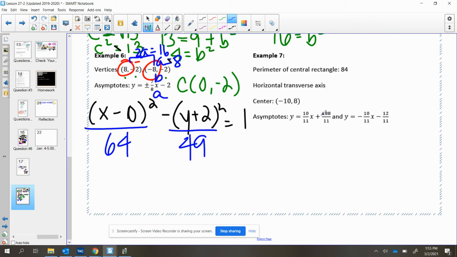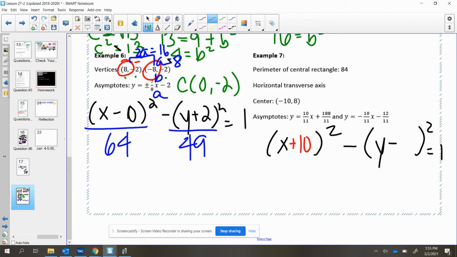Now, a couple things. They're telling us, yet again, it's a horizontal transverse axis. So x squared is coming first. Again, my apologies, I'll clean this up in the future. And then they told us our center is at negative 10, 8. So we have plus 10, minus 8.